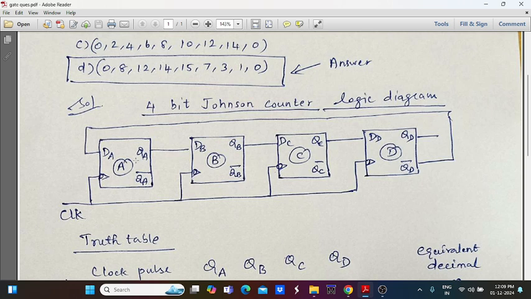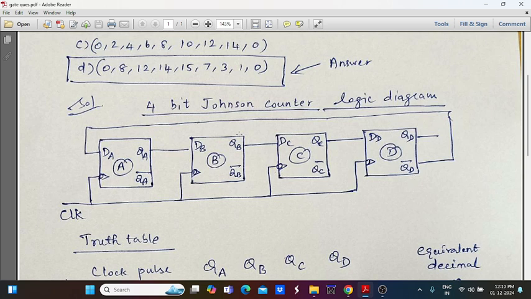So here four flip-flops have been taken, because 4 bits are given to this logic diagram. First flip-flop is assigned as variable A, second flip-flop as variable B, third flip-flop as variable C, fourth flip-flop as variable D. These are the four D flip-flops we have assigned in this example. The input of the first flip-flop is DA, the second flip-flop DB, third flip-flop DC, fourth flip-flop DD.